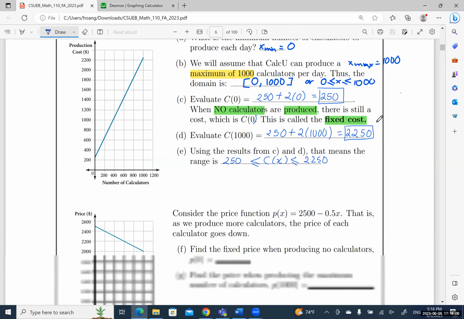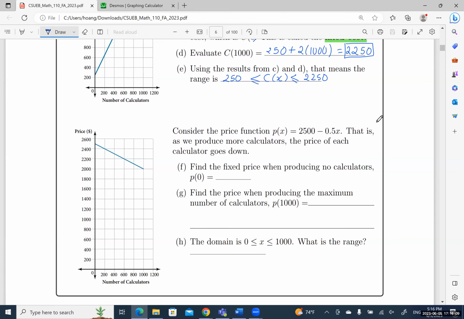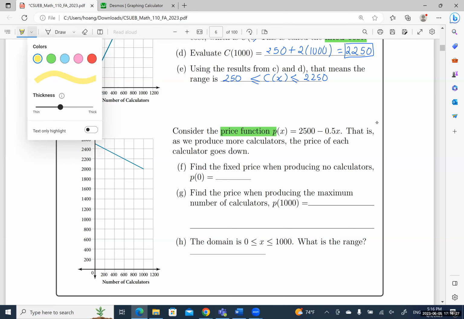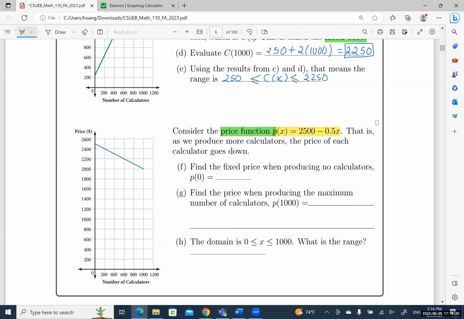Okay, now what about the case where I consider the price function? No, not so. This is not the function of the cost. It is a function of the price. The price function is p of x equal to 2,500 minus 0.5x. This is a different function. I'm going to talk more about the price function later in the next section.